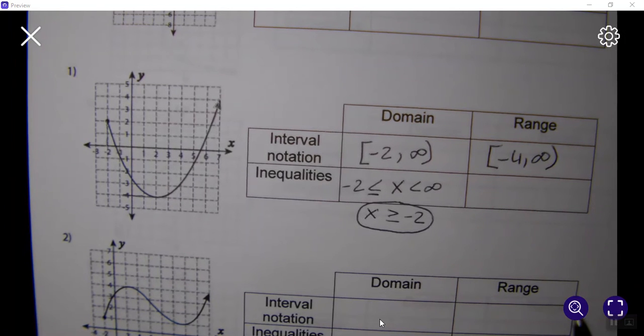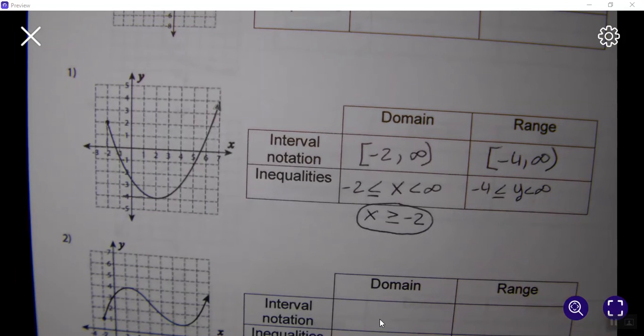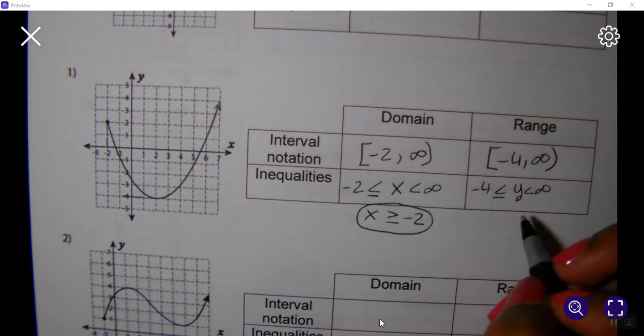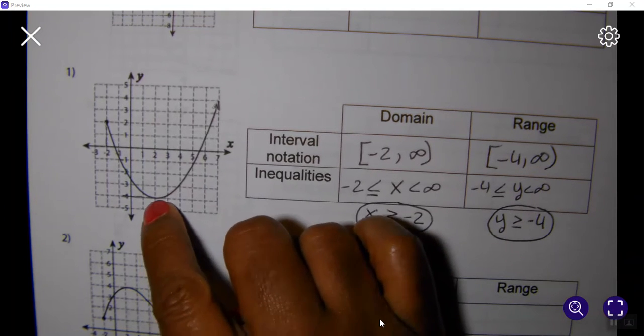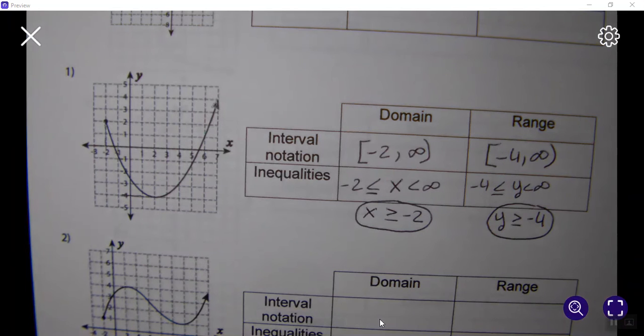And then infinity is by default an open circle. The range, again, you can write it like this, where y is between -4 and infinity. But whenever you have just one infinity, we like to write it like this: y greater or equal to -4. That's a better way to write it. So everything greater than -4. Greater means it's going towards infinity.